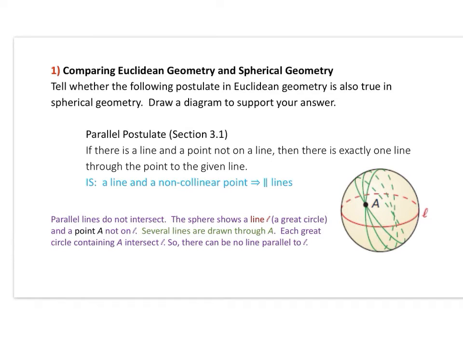Now, parallel lines we know cannot intersect. That's true in Euclidean geometry. But the sphere shows that for line L, in other words a great circle, and a point A not on line L, we can see that there are several lines drawn through A, and each great circle containing A intersects line L. So you can have multiple lines passing through that same point A. So there can be no line parallel to L. So in conclusion, the parallel postulate is not true in spherical geometry.